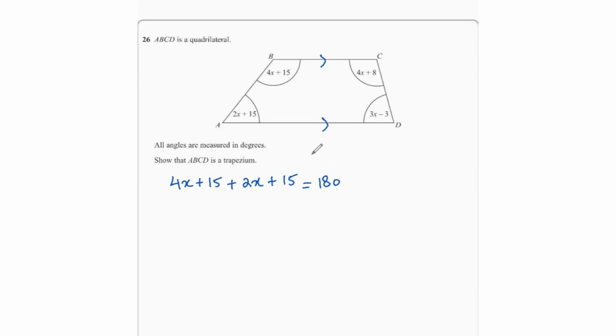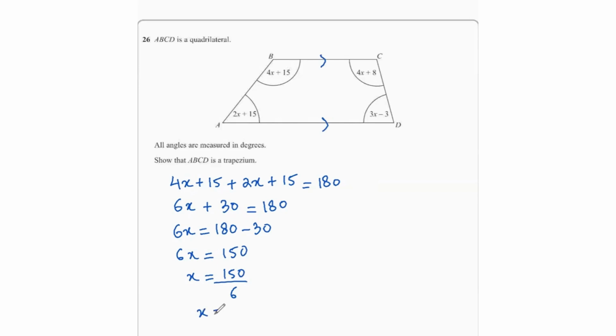Like I said, in a trapezium, or in a quadrilateral, when you have two parallel lines and a transversal, the angles on the transversal add up to 180. So when we add up these two, it's going to equal 180. So we collect the like terms: 6x plus 30 equals 180. And then 6x equals 180 minus 30, which is 150. And then we divide 150 by 6, and that gives us 25 degrees.